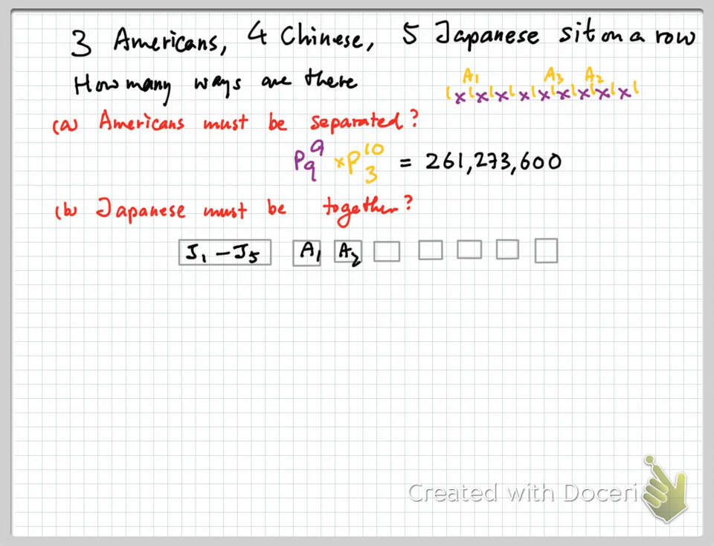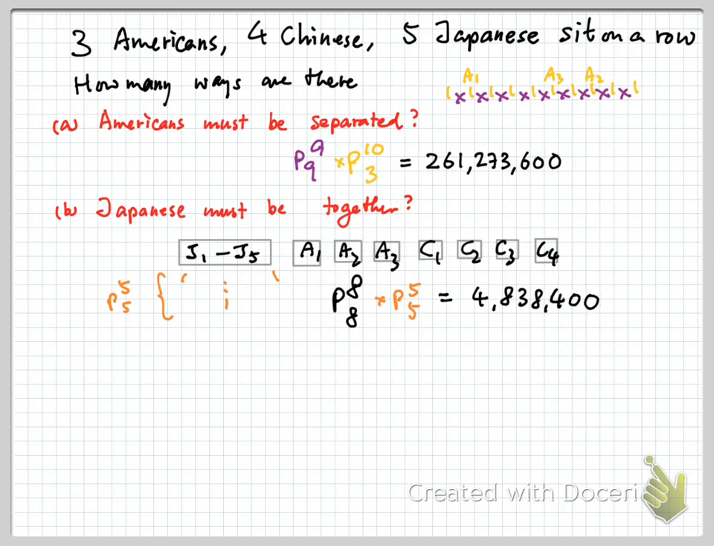So this is American 1, 2, 3. We have Chinese 1, 2, 3, 4. So altogether there are now 8 boxes. To line up these 8 boxes, we have 8P8 ways to do that. For each of these lineups, we open the Japanese box and discover that there are also 5P5 ways we can line up the Japanese internally within the box. So the answer is 8P8 times 5P5, which is 4.8 million something. That's how we do separation and togetherness.